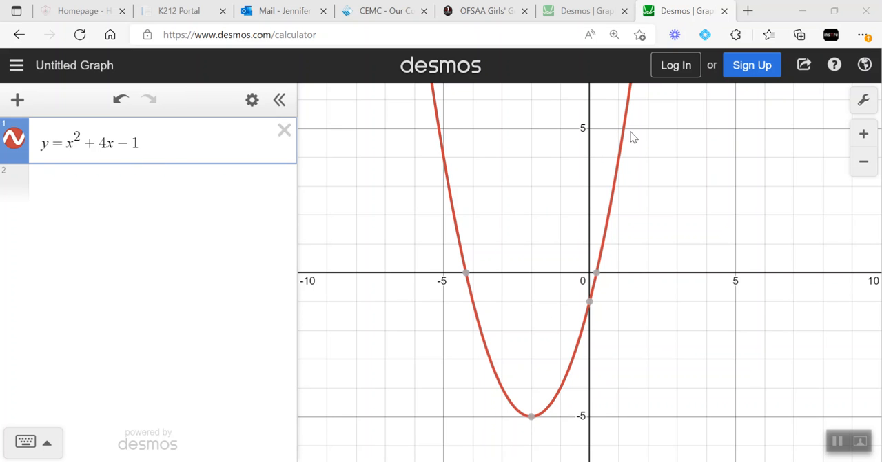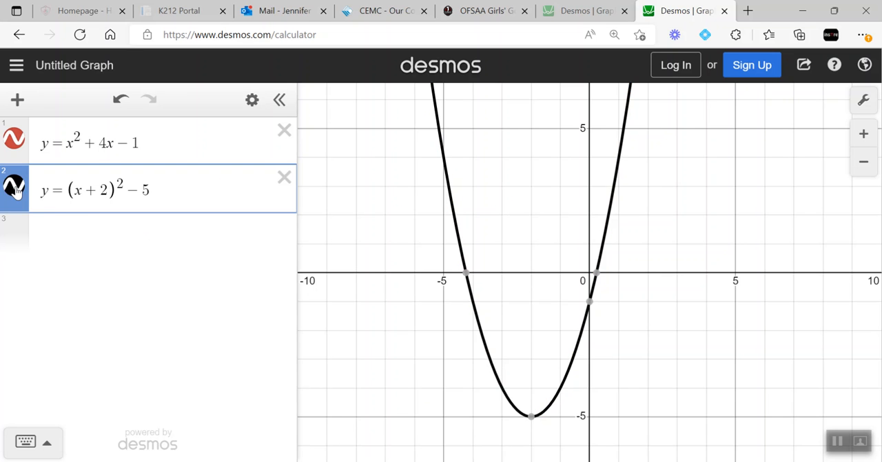So we can see here we have our graph. We could also graph the other vertex form. Right, so here's the other vertex form. We can see they're the same graph. We can also see that we get -1 for the y-intercept. Do you see a -1 here? Yeah, it's right here.